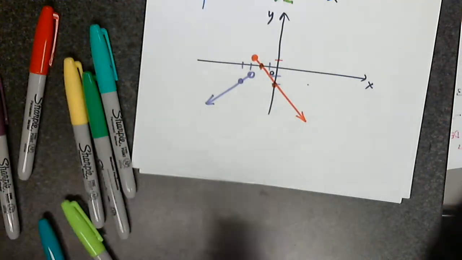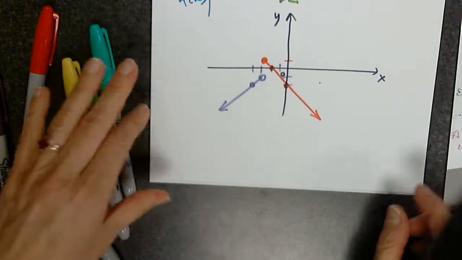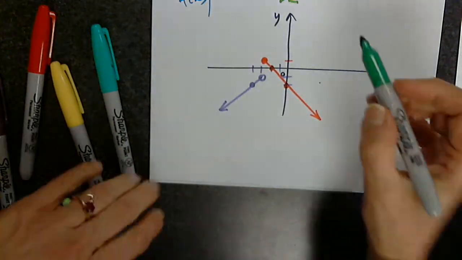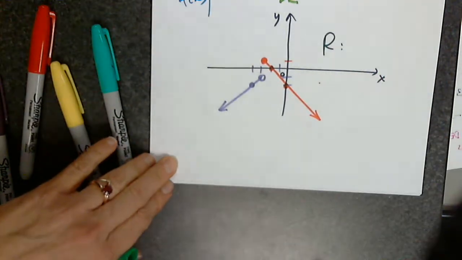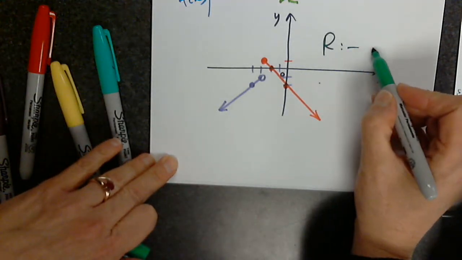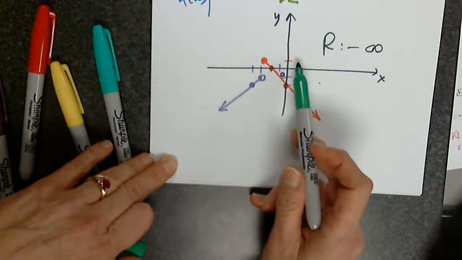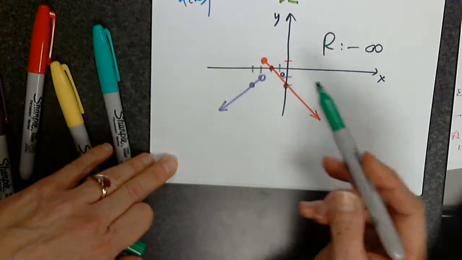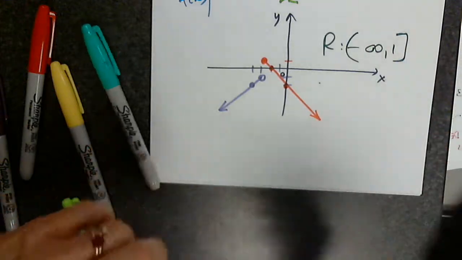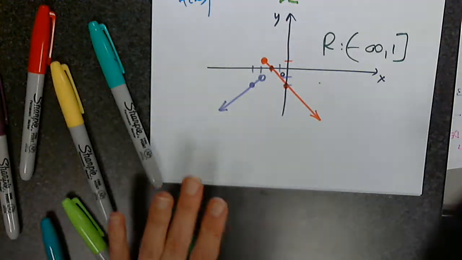This is the graph of function f of x. Now, can anyone identify the range of this function? -∞ from the lowest y value to the largest y value, which is 1. Very good. Any questions? I think we should work on another problem.